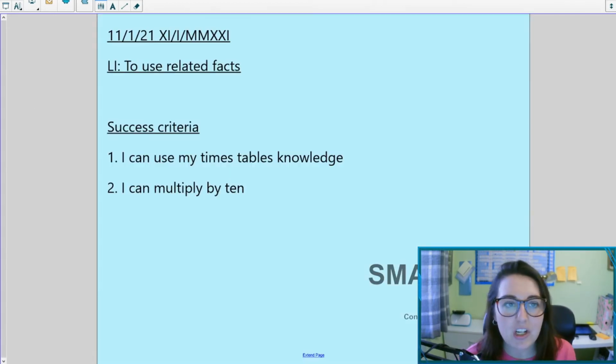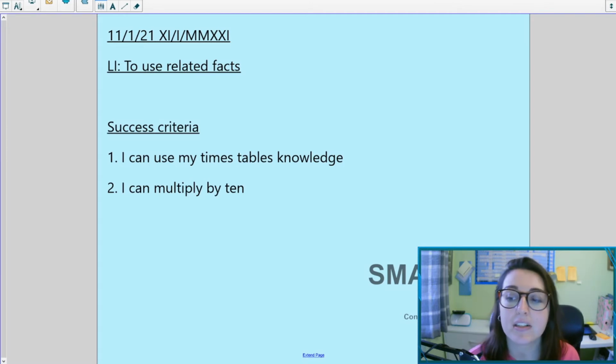Okay, so we're going to be having a look at using related facts today. We need to be able to use our times table knowledge, and it's also having a look at being able to multiply by 10. Now, it might be a little bit tricky to start with, but this really helps you with your learning. It makes things a lot quicker if you can get to grips with it.